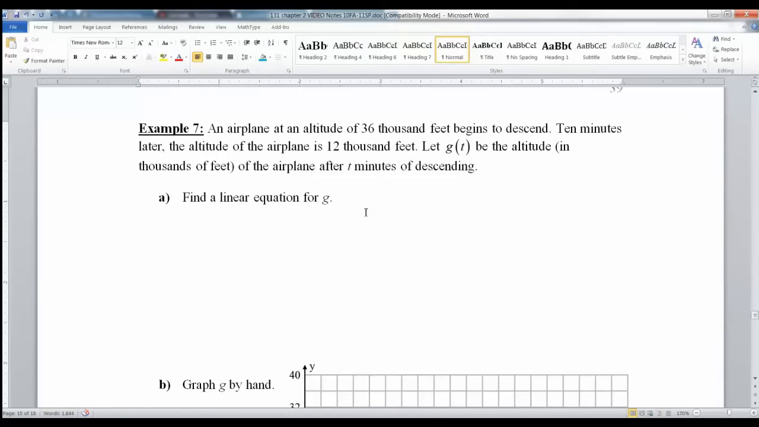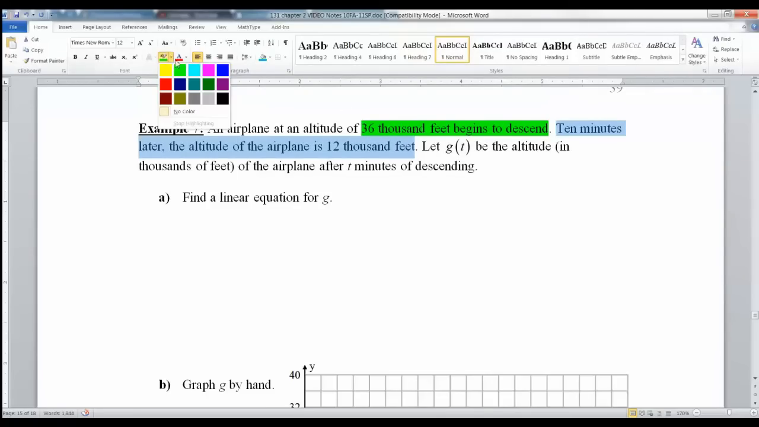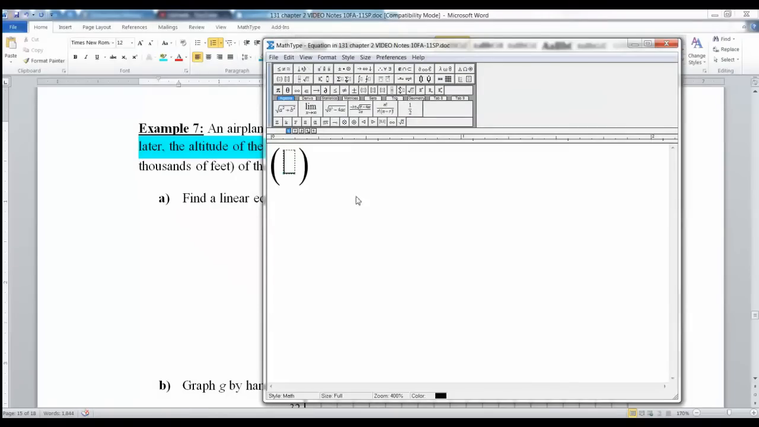Okay. Well, in case you missed it, they gave you some points right here. It begins to descend, see that, at 36,000 feet. Let me underline that or highlight it. And then 10 minutes later, it's at 12,000 feet. See that? They're giving you 2 points. Did you see it? So you're given t, your points are t, comma, g of t. Or let me put it this way. It's t, altitude, and altitude is equal to g of t. So it's t, comma, g of t, right?